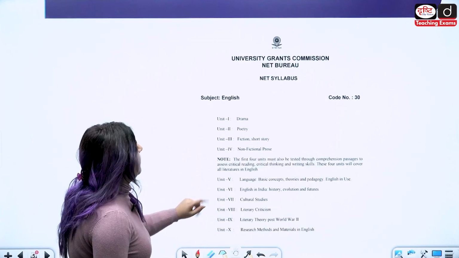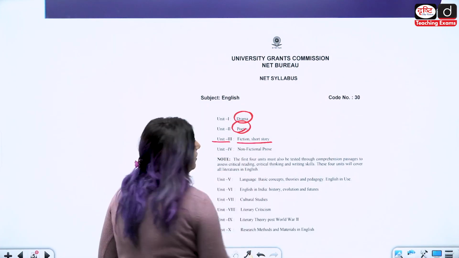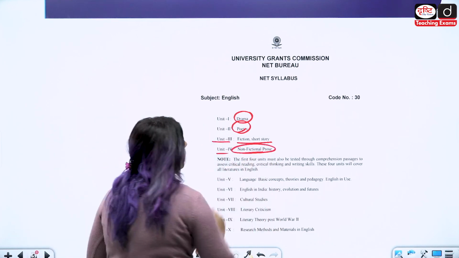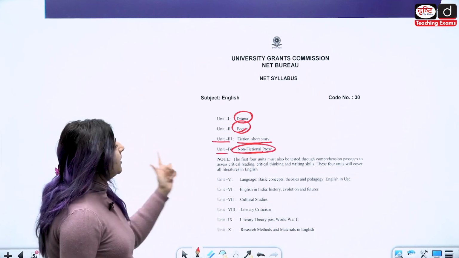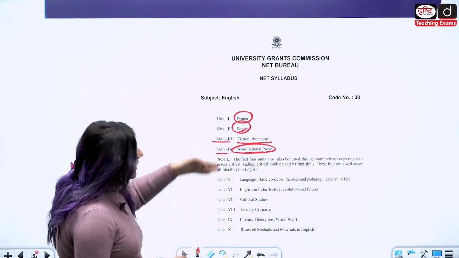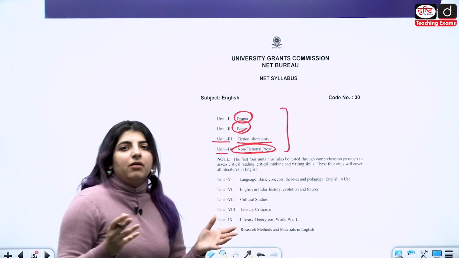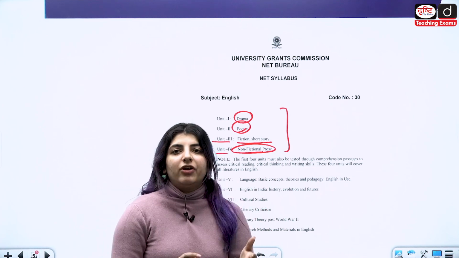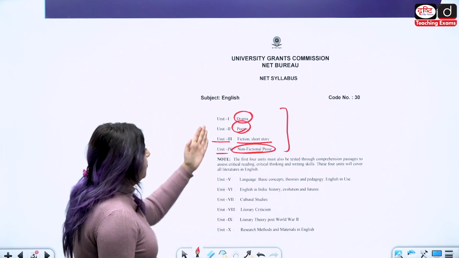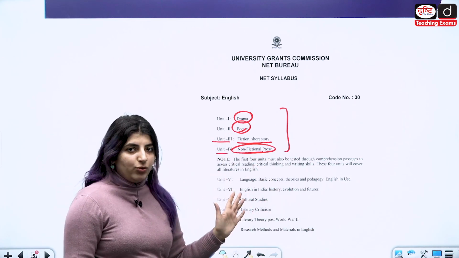The syllabus is Unit 1 Drama, Unit 2 Poetry, Unit 3 Fiction and Short Story, from where we see questions are asked multiple times. Non-fictional prose is your Unit 4, so they can ask questions related to the same. They have just given us drama but have not told us from which age. So of course we are supposed to cover the drama, the poetry, the fiction, short story and non-fiction of each and every age gradually.